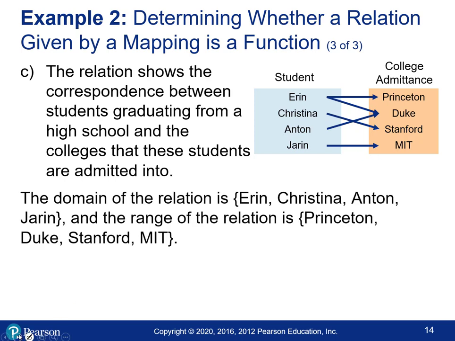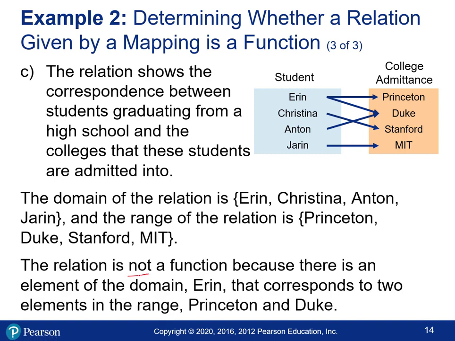So the domain is the people, and the range is the colleges, and then this one is not a function because not every element in the domain corresponds to exactly one element in the range, because of this one here. So Erin here, because she was admitted to 2 colleges, this broke the machine. It's not functioning. We have 1 input but 2 outputs. So this is still a relation, in this case between students and college admittance, but it's not a function by our definition of a function.